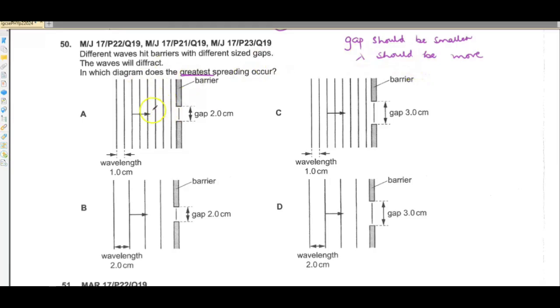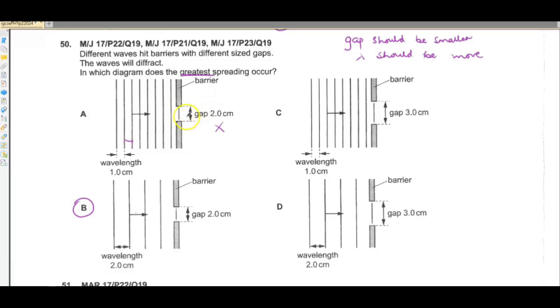So now we look at this. The wavelength is 1 centimeter, the gap is 2 centimeters. The wavelength is 2 centimeters and the gap is 2 centimeters. Wavelength is 1 centimeter, gap is 3 centimeters. So this seems to be the ideal gap that will cause the greatest spreading to occur. When the wavelength and the gap size are balanced, the greatest diffraction occurs. Always remember this. In diffraction, if the wavelength and the size of the gap are equal or a little bigger or smaller than each other, most of the diffraction is going to happen there. Now look here: the wavelength is 1 centimeter and the gap is double the size of the wavelength. So here the spreading is not going to be more.